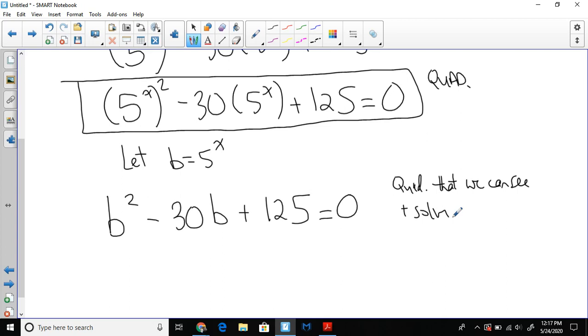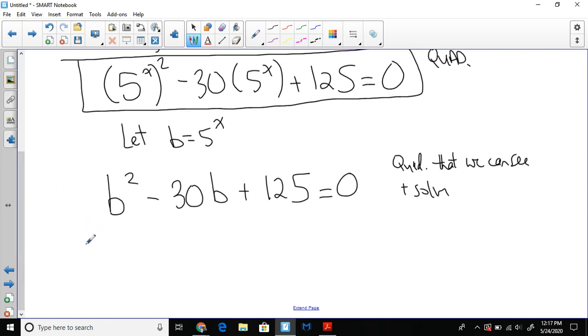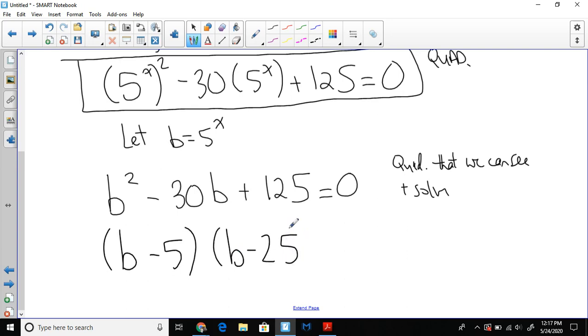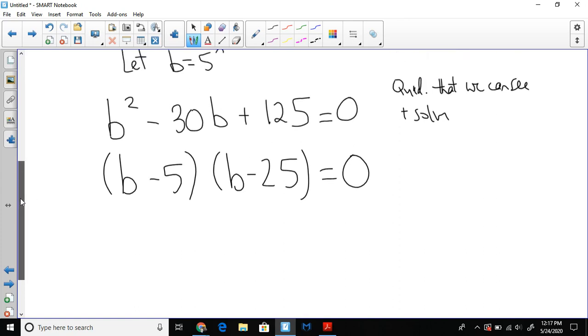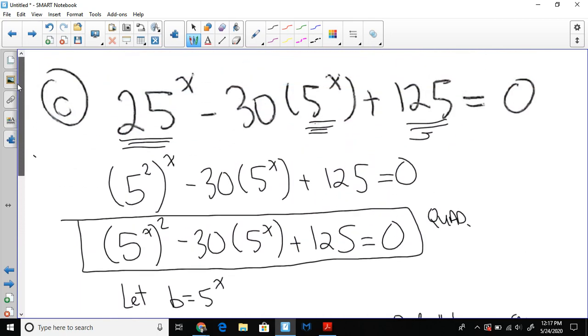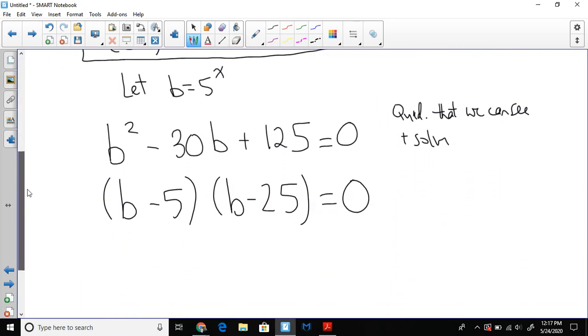So we say, okay, what adds to negative 30 and multiplies to 125? Well, if you think about it, 25 and 5 multiply to 125, and they would both have to be negative. So (b minus 5)(b minus 25) equals 0. Okay, and notice here, for students who are going to take IB next year, you have questions that don't require you to use a calculator. This is one perfect one. You don't need a calculator to solve this at all.